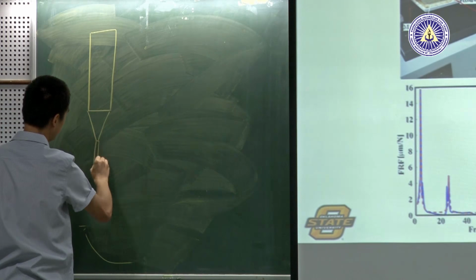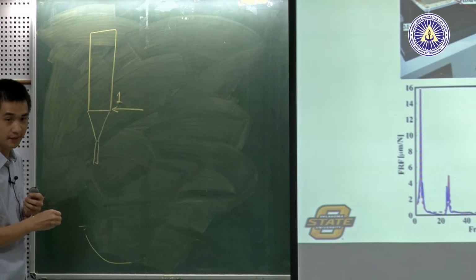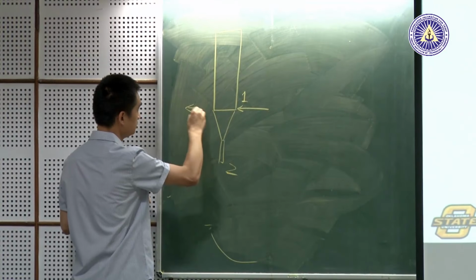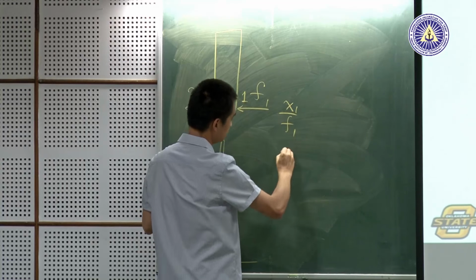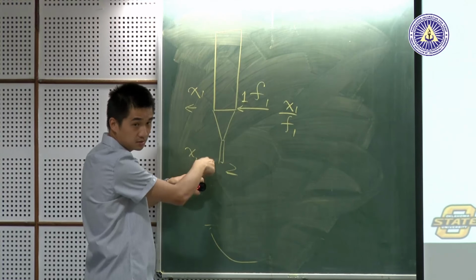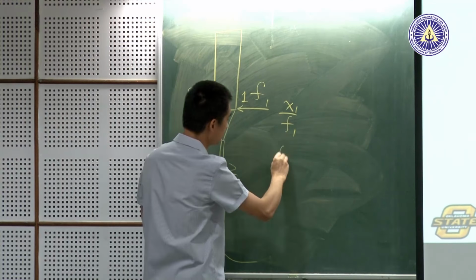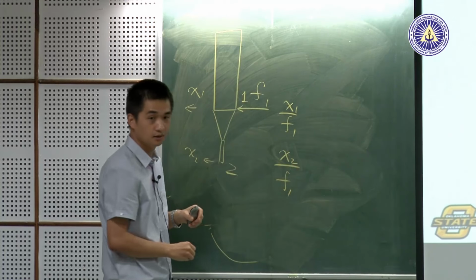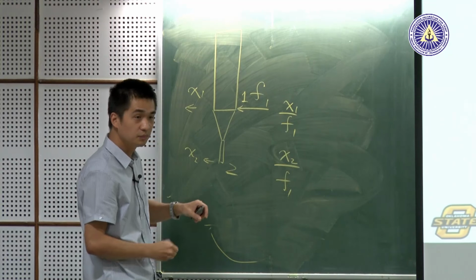Here is a kind of a micrometer. We excite at point 1, F1. We cannot excite point 2, but we can measure X1 and X2. So we get two FRFs: X1 over F1, and if we measure it, we get this cross frequency function, X2 over F1.